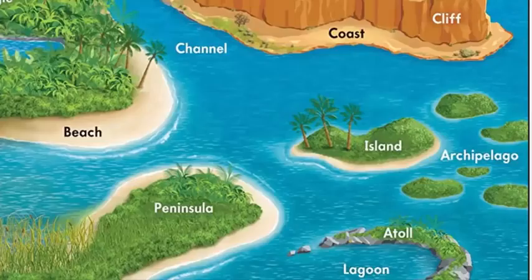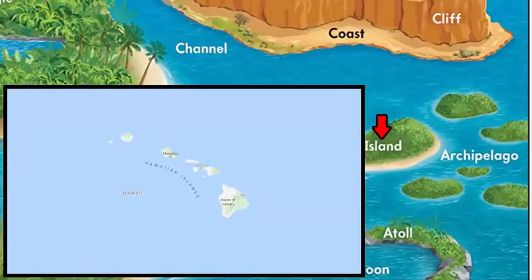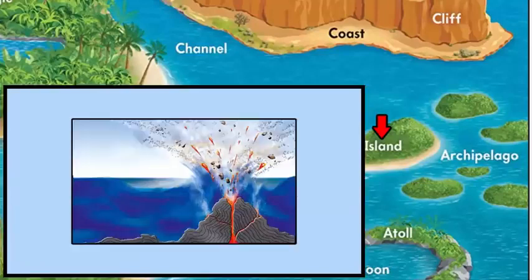Let's go to the next landform, islands. An island is a piece of land that is completely surrounded by water. When we say water, it can be a sea, ocean, river, or lake. When we try to look at its formation, overall there are four general ways that can explain the formation of an island. When you take a look at the islands of Hawaii, they were formed by underwater volcanoes.